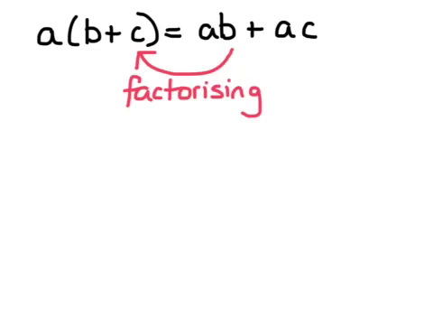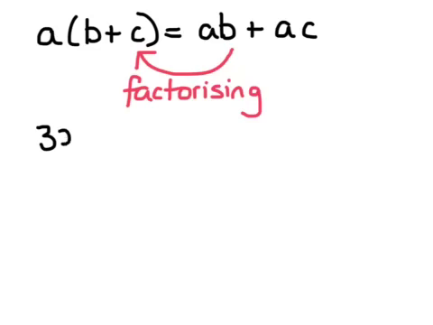Now we can also go in the reverse direction. If we have an expression AB plus AC, and we notice that A is common to both, or A is a factor of both terms, then we take that factor out. That process of going in the opposite direction, where we take a factor out and rewrite the expression with a bracket, is called factorising. Let's move to some examples.